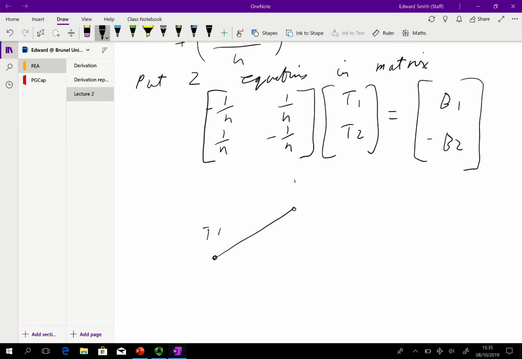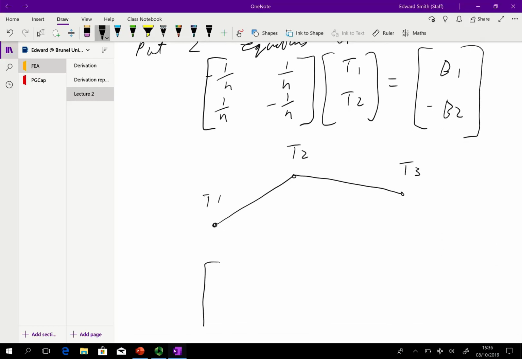T1 and T2. Now if we did exactly the same process for T2 and T3, and we work through the mathematics, what you'll find is you end up with exactly the same process, because there's no difference here. There's nothing we've assumed that's unique to a particular element. It's a general equation for any element. So actually we'd work through.